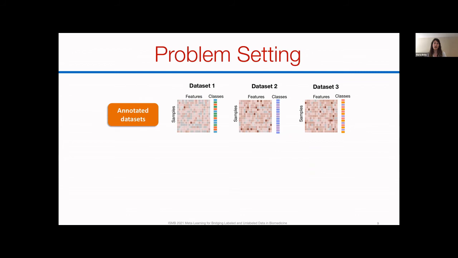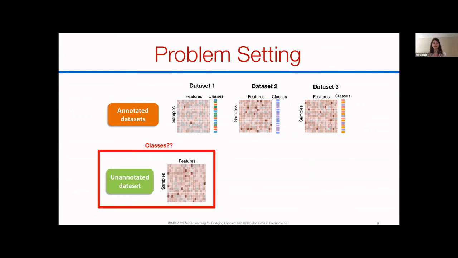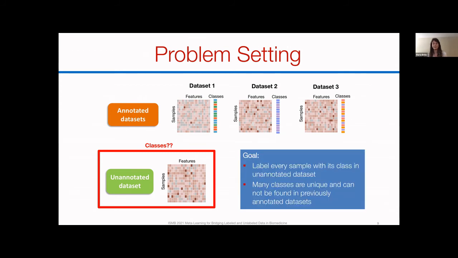We are given a set of annotated data sets that correspond to different tasks and in which examples are abundantly labeled. We are then given a new data set with unknown classes in which many classes can be unique, meaning that we cannot find them in any other previously annotated data set. And the task is to label every sample with its class in this unannotated data set.